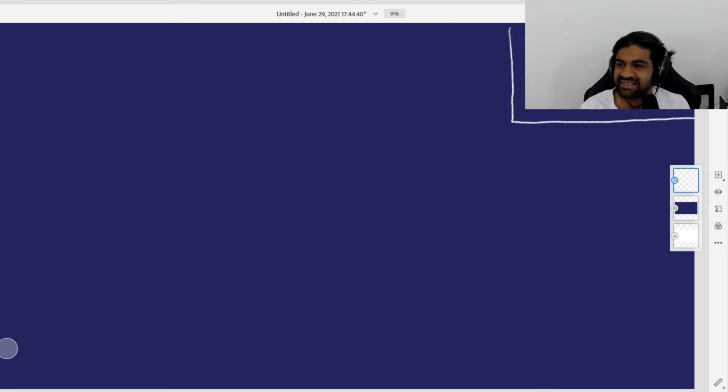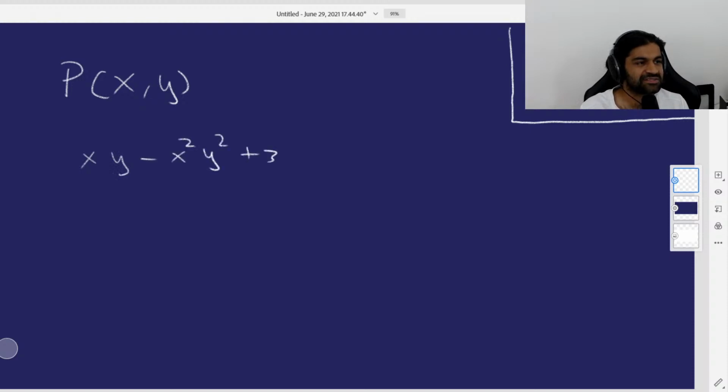So this one is from 2005. You want to find a polynomial P(x,y). This is a polynomial in two variables. Maybe it looks like xy minus x squared y squared plus 3x, whatever. It's just a polynomial. Actually, I don't know why I wrote a homogeneous one. It could also include x's and y's on their own.